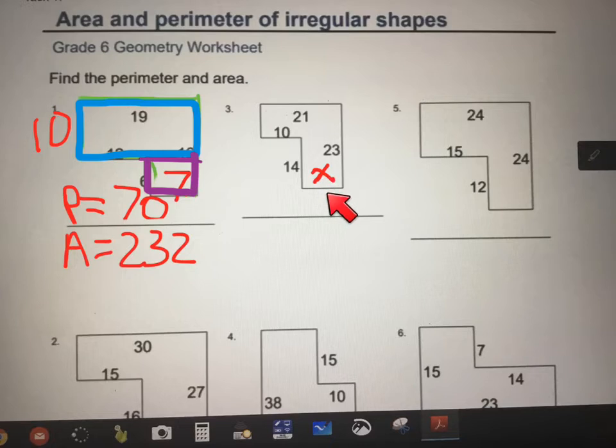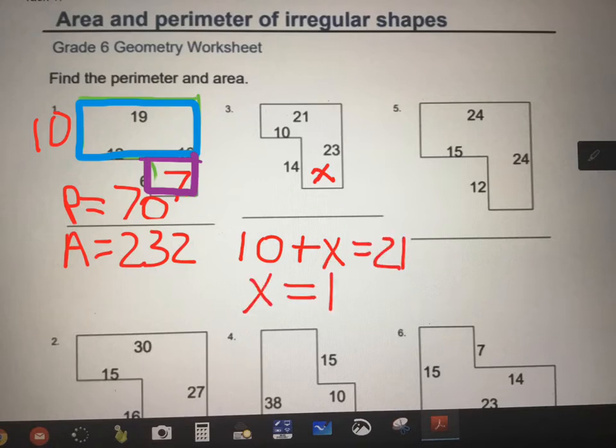So what we have to do is find all the horizontal sides and see which ones connect to this one. Well, this one stops here, but it starts right back where it left off. This one goes the whole length, so that's 21. So we have to find 10 plus our x is going to equal 21. X is going to be equal to 11. So our missing side that we found out is now 11. I'll put that on the outside.